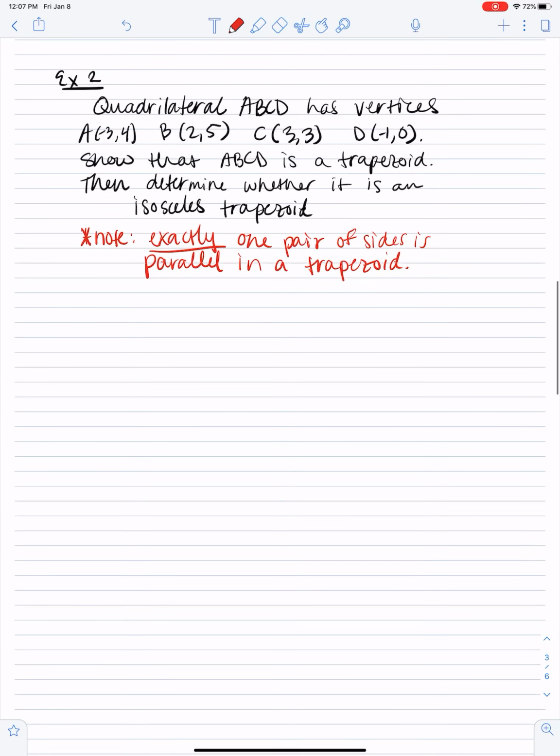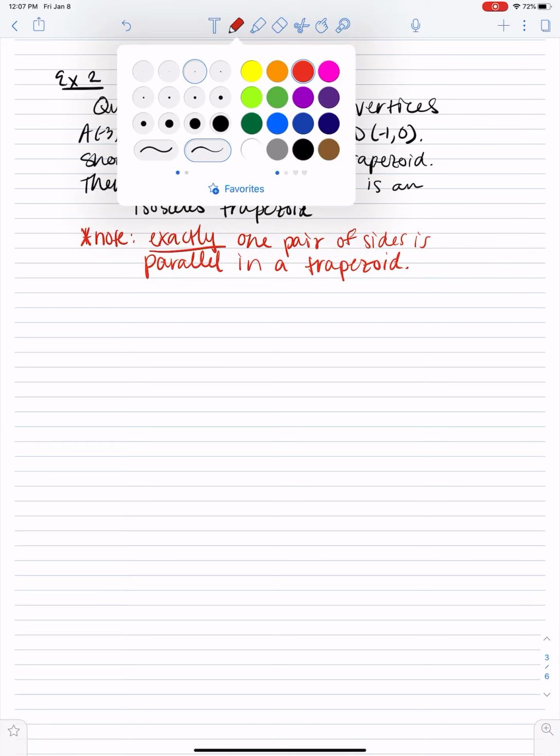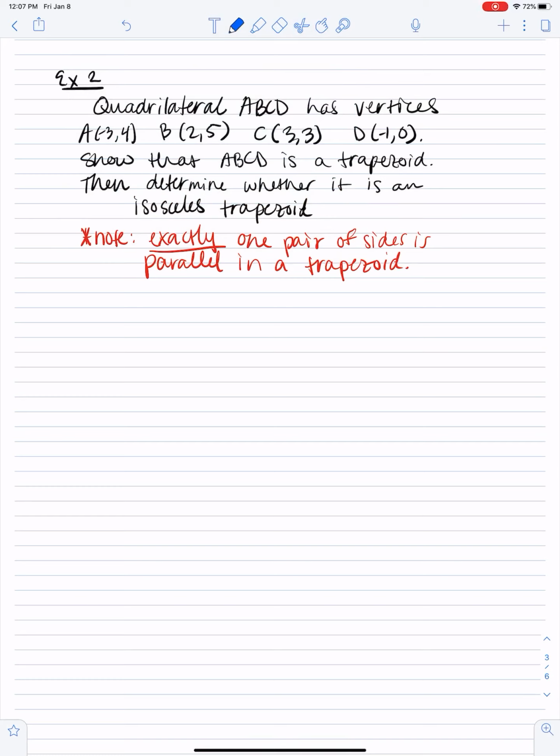All right, example 2. Quadrilateral ABCD has these vertices. Show that ABCD is a trapezoid, then determine whether it is an isosceles trapezoid. Okay, and just a reminder, we need to note that exactly one pair of sides is parallel in a trapezoid. It only can have one pair of parallel sides. Okay, so I am going to plot this.